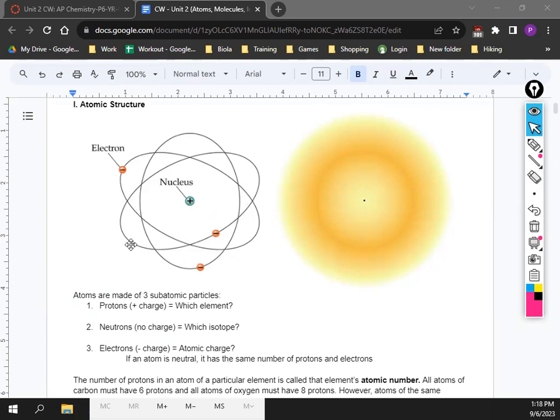Does everyone remember that from your previous chem classes? Okay, everybody except for the people in my class. Sorry, guys, I let you down. Just kidding. Okay, so that's what an atom looks like.